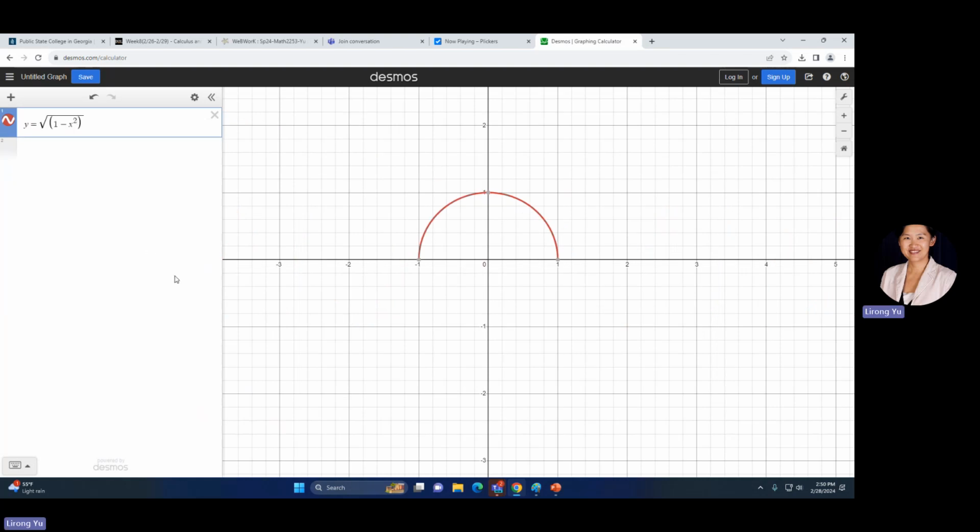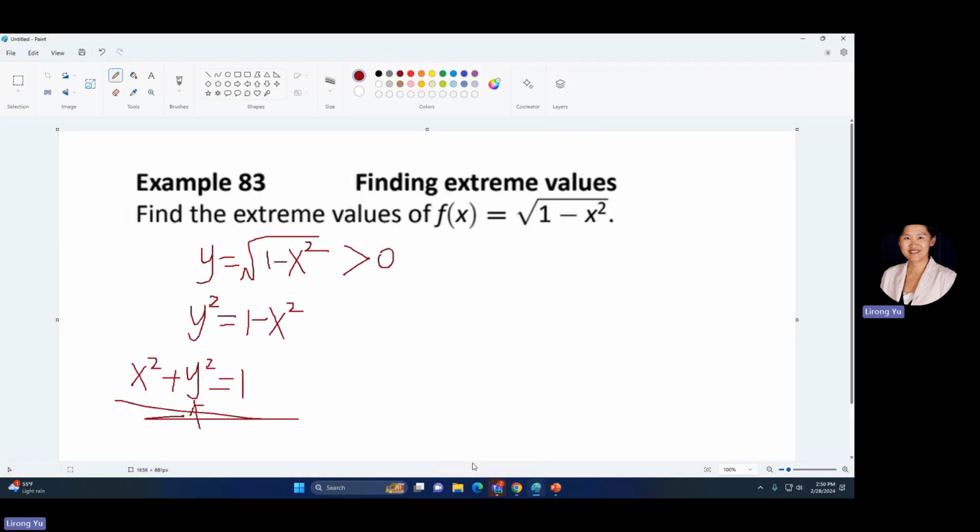So what does this represent? Okay, and then again, if you square it, x squared plus y squared equals 1. That's actually the entire circle. So having the graph there, you can see the maximum value is 1 and the minimum value is 0, because that was the upper half. That's how we see it visually, but how do we see it from the calculus point of view?